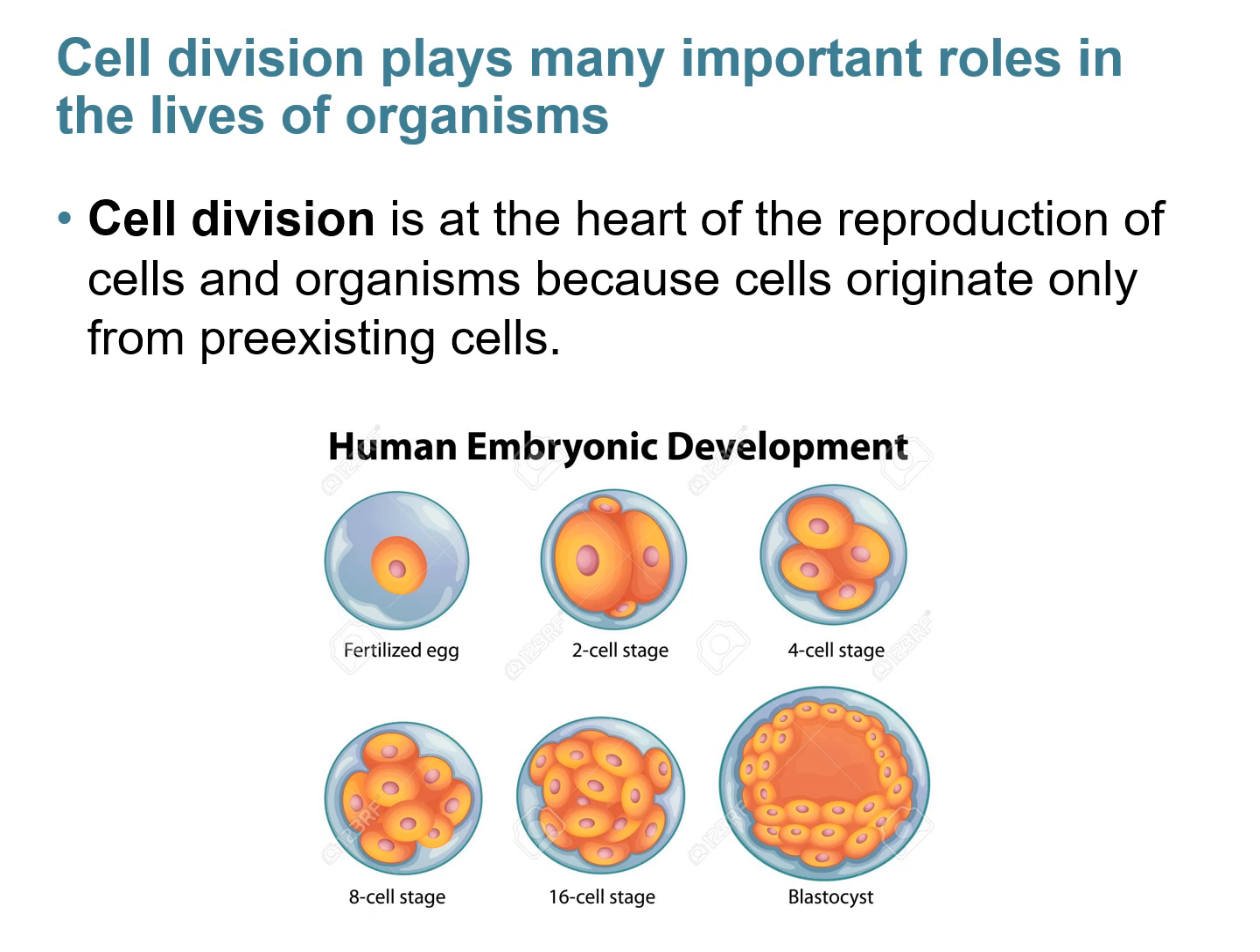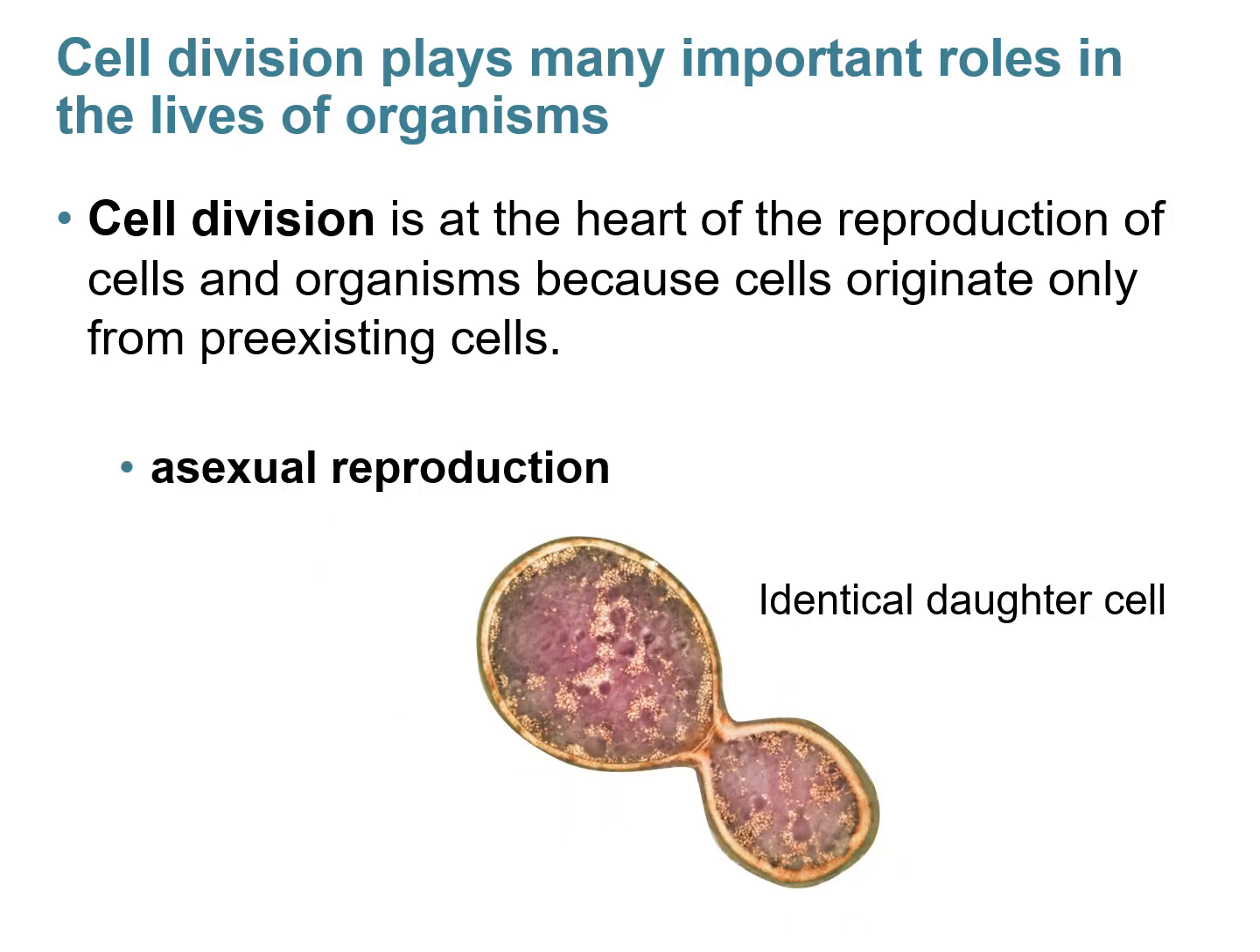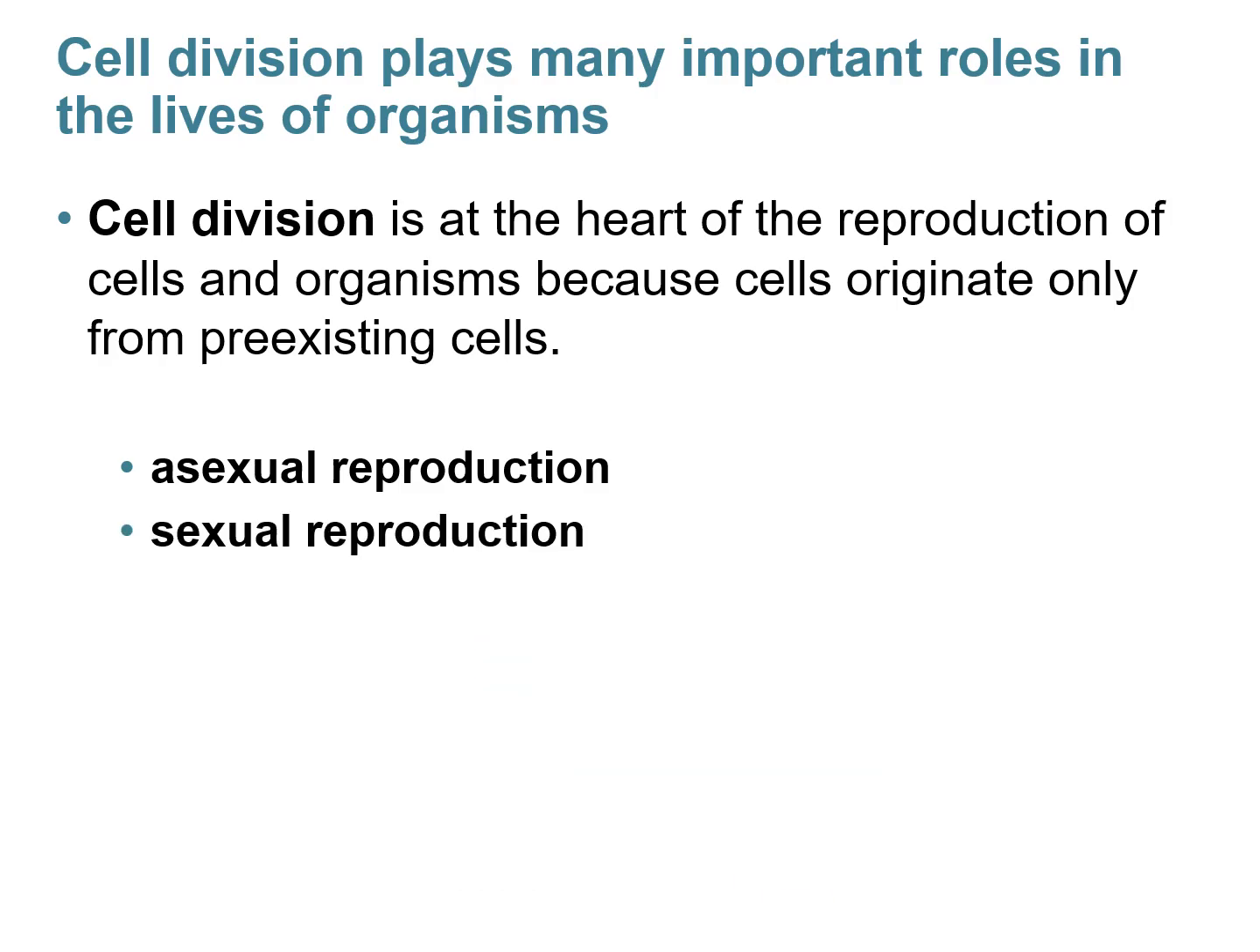Now, there are 2 types of cell division. The first one is asexual reproduction. This happens when a cell produces an identical daughter cell. The other option is that a cell can reproduce sexually. This is important for producing cells that are different from the original.